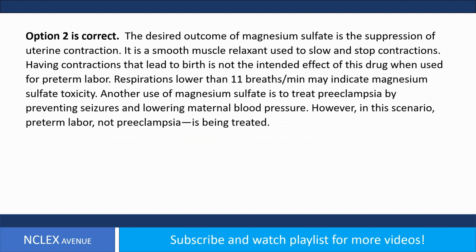Answer. Option 2 is correct. The desired outcome of magnesium sulfate is the suppression of uterine contraction. It is a smooth muscle relaxant used to slow and stop contractions. Having contractions that lead to birth is not the intended effect of this drug when used for preterm labor. Respirations lower than 11 breaths/min may indicate magnesium sulfate toxicity. Another use of magnesium sulfate is to treat preeclampsia by preventing seizures and lowering maternal blood pressure. However, in this scenario, preterm labor, not preeclampsia, is being treated.